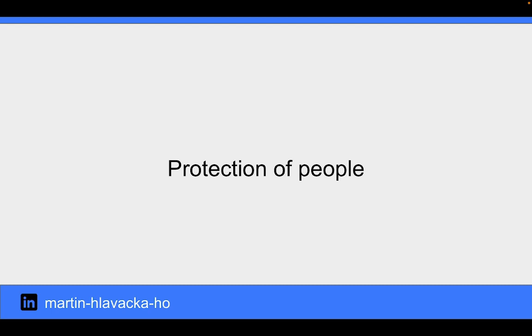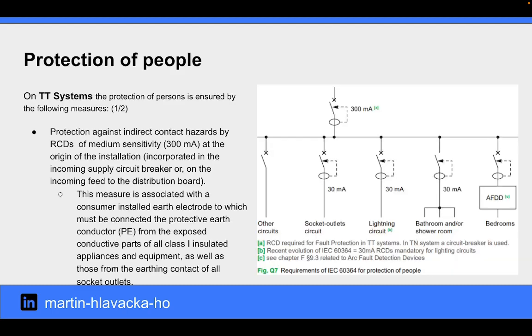Protection of people. On TT systems, the protection of persons is ensured by the following measures. Protection against indirect contact hazards by RCDs of medium sensitivity at the origin of the installation. This measure is associated with a consumer-installed earth electrode to which must be connected the protective earth conductor from the exposed conductive parts of all Class 1 insulated appliances and equipment, as well as those from the earthing contact of all socket outlets.